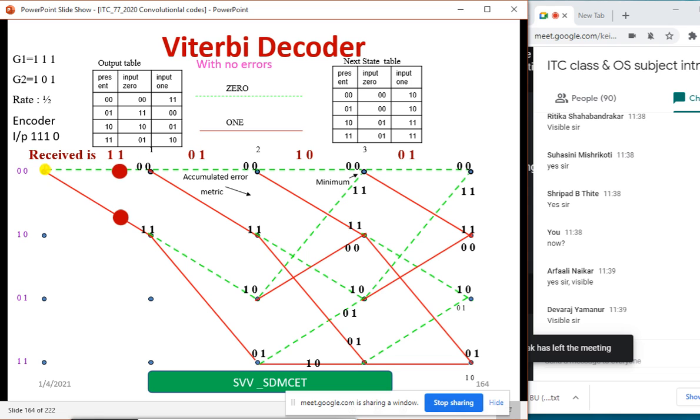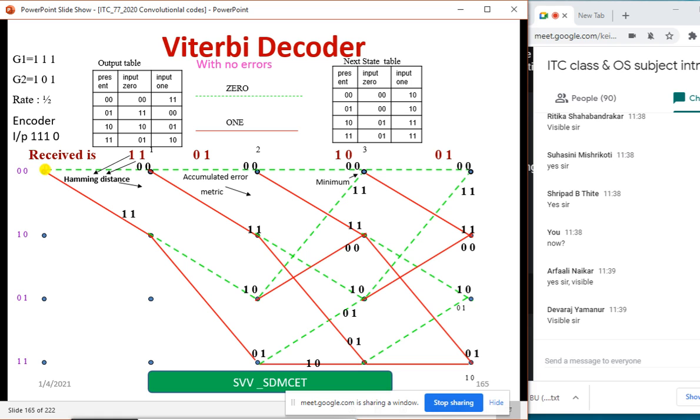I have to find the Hamming distance between the output written on these two paths and the received bits. Received is 11 and output is 00. Hence the Hamming distance is equal to 2. Between 11 and 11, the Hamming distance will become 0. And then I'll continue with the second one.